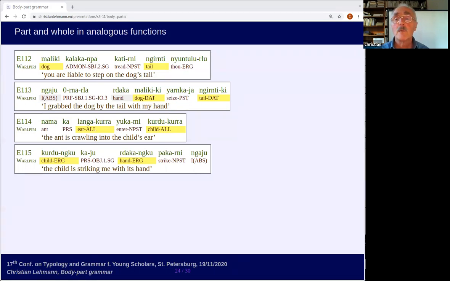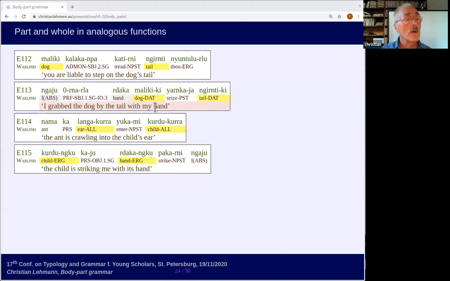Warlpiri is a language for which the entire gamut of analogous functions is documented. So that's why all of the examples are from Warlpiri. You are liable to step on the dog's tail. Here, the dog and the tail are in the absolutive. Next, I grabbed the dog by the tail with my hand.